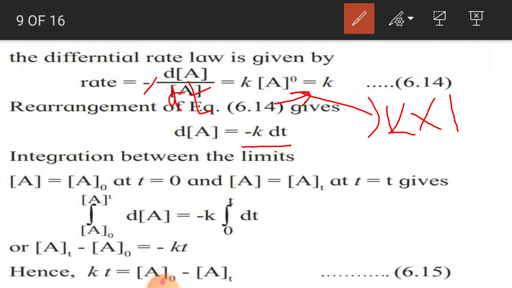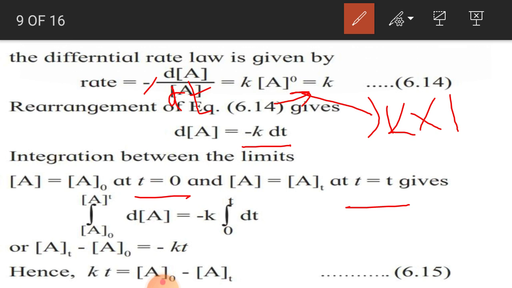Fine. Now we are integrating between the limits. A is equal to A naught when T is equal to 0, and A will be equal to At when T is equal to T. T equal to 0 means the initial concentration. T equal to T means the concentration of the reactant A at time T. We are applying integration over here between the limits.